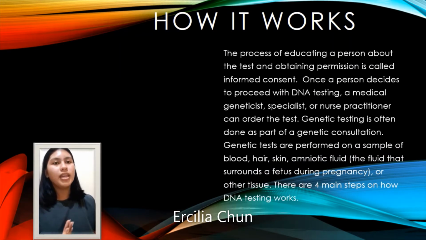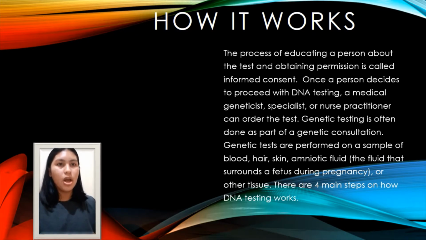The process of educating a person about tests and obtaining permission is called informed consent. Once a person decides to proceed with DNA testing, a medical geneticist, specialist, or nurse practitioner can order the test. Genetic testing is often done as a part of a genetic consultation. Genetic tests are performed on a sample of blood, hair, skin, amniotic fluid, the fluid that surrounds a fetus during pregnancy, or other tissue. There are 4 main steps on how DNA testing works.